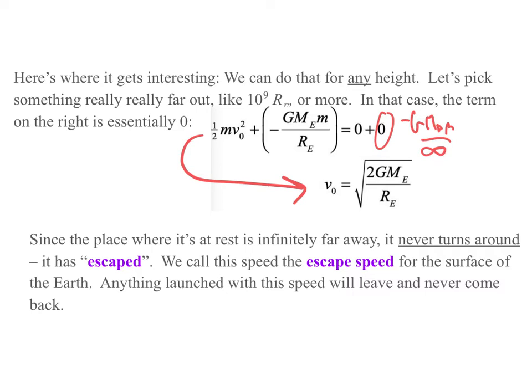But the place where it comes to rest is then infinitely far away, which means it never turns around, because it never gets to that infinite place. It's always losing speed, but it never gets to a place of 0, and it can't turn around until it first comes to rest. We say that it has escaped from the Earth, and we call this the escape speed from the surface of the Earth. Anything launched at that speed will leave and never come back.